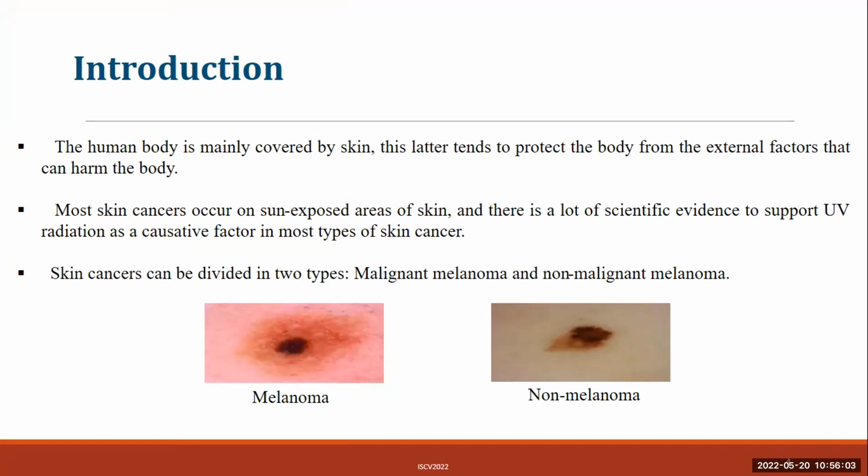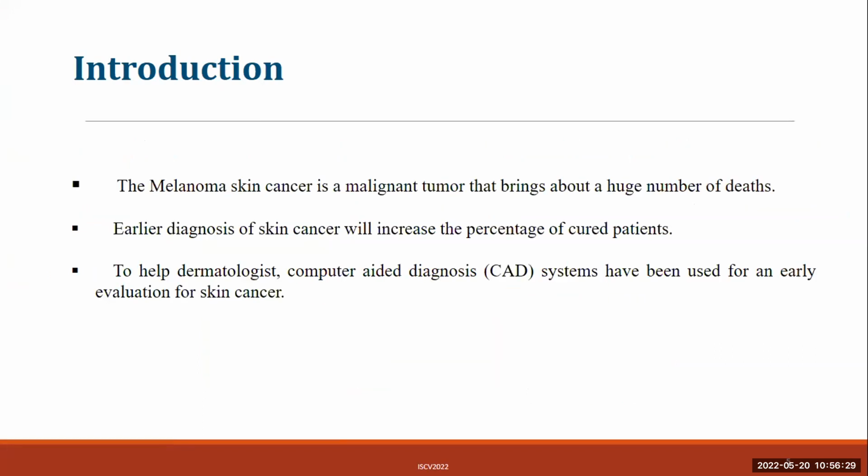Most skin cancers occur on sun-exposed areas of the skin, and there is a lot of scientific evidence supporting ultraviolet radiation as a causative factor in most types of skin cancer. We can divide skin cancer into two types, malignant melanoma and non-malignant melanoma. As we can see in these pictures, on the left, malignant melanoma, and on the right, non-malignant melanoma. Melanoma skin cancer is a malignant tumor that causes a huge number of deaths, and an earlier diagnosis will increase the percentage of cured patients.